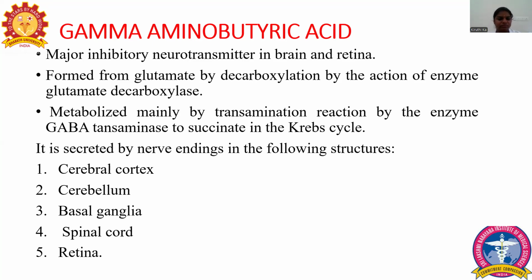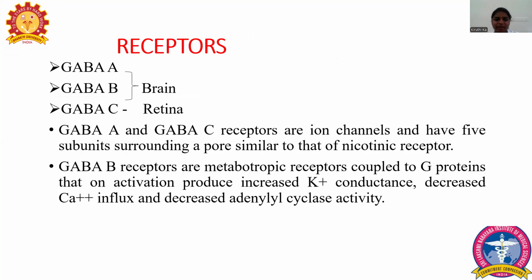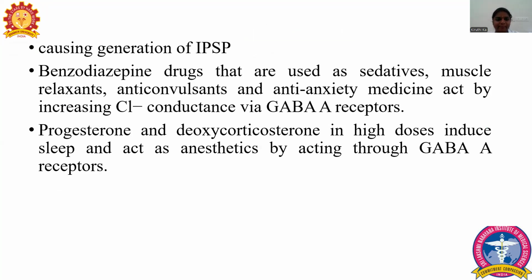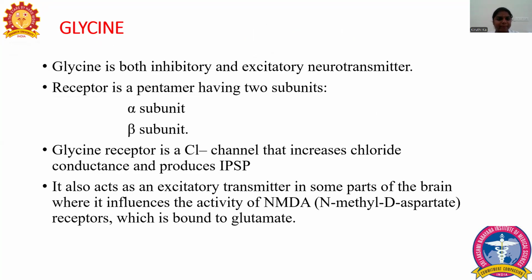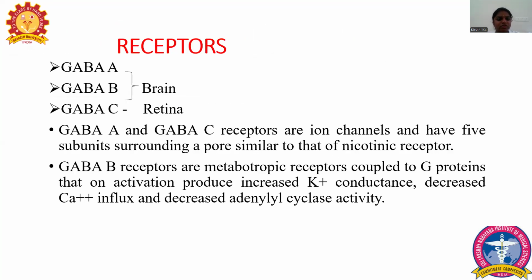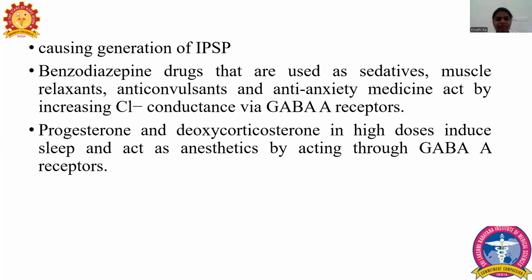So as I said, GABA A, GABA B, and GABA C. The main function of GABA, as already said, is as a major inhibitory neurotransmitter in the brain. The action of GABA increases potassium conductance and decreases calcium influx, which leads to hyperpolarization of the neuron, causing generation of IPSP.